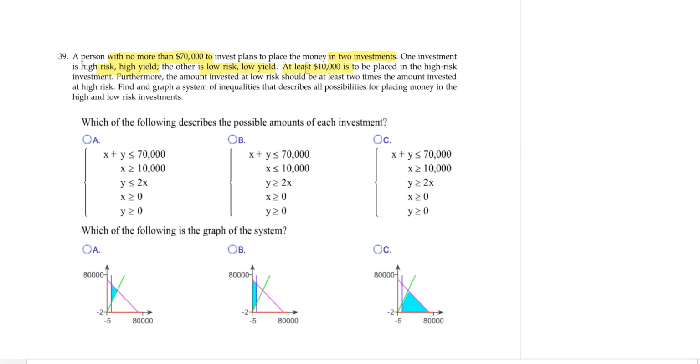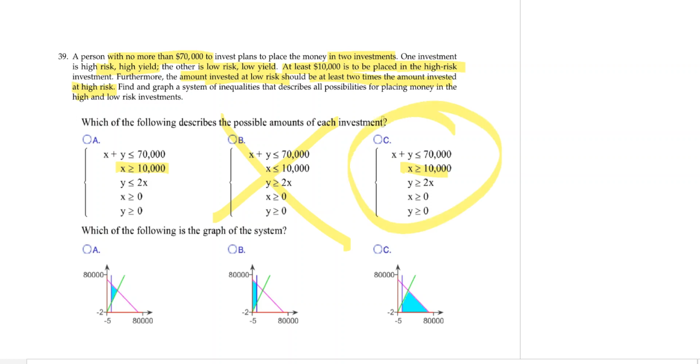It says at least 10,000 is to be placed in high risk. So x has to be greater than or equal to 10,000. So this one is out of the question. Now the next thing, it says furthermore the amount invested at low risk, which is y, should be at least 2 times the amount invested at high risk. So this says that y is greater than or equal to 2x.